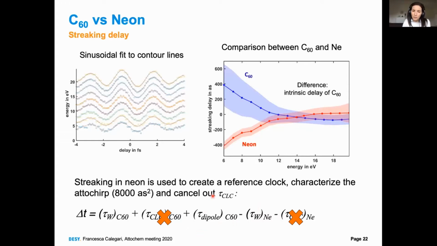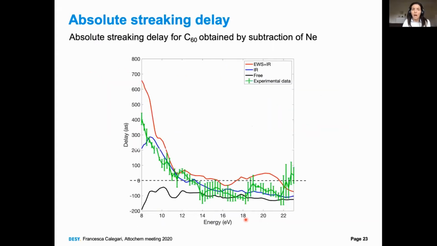Then we have the Wigner delay of C60, which is expected to be basically induced by the presence of this collective motion, this gigantic resonance, as well as another dipole contribution, because the presence of the IR field itself is also inducing a collective motion, and this is resulting in a delay in the streaking trace. So we actually have two contributions for the C60. This is the result of the subtraction. So this is actually, the green line is the experimentally retrieved trend.